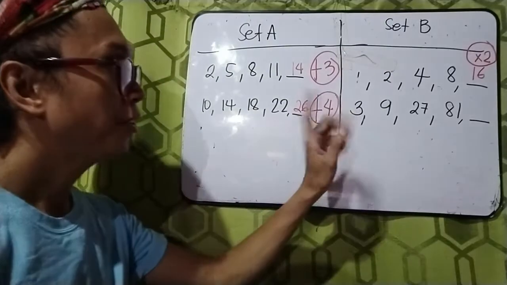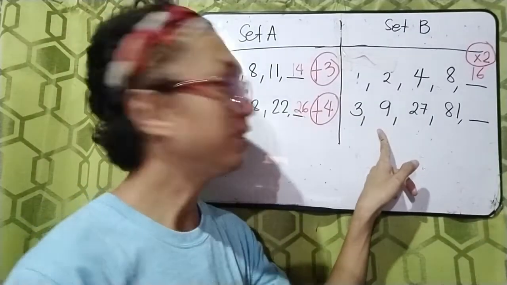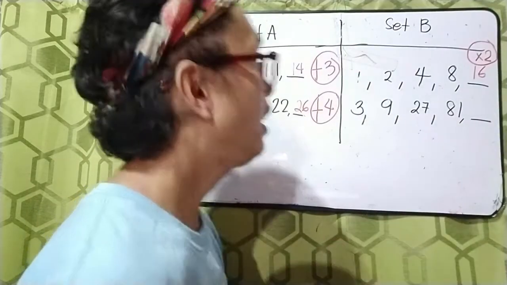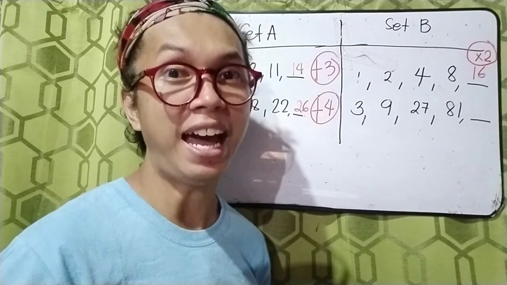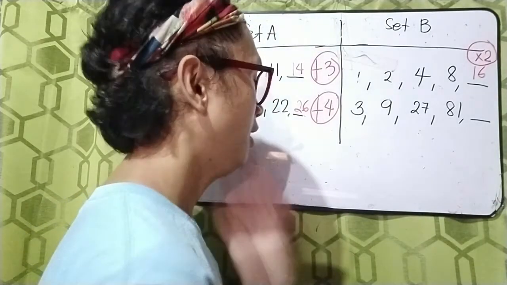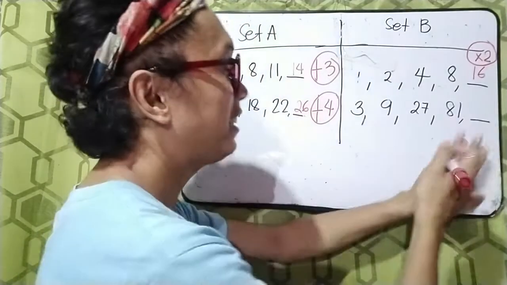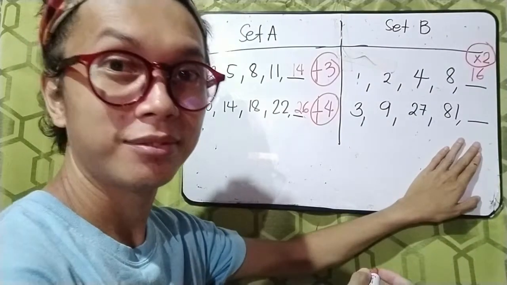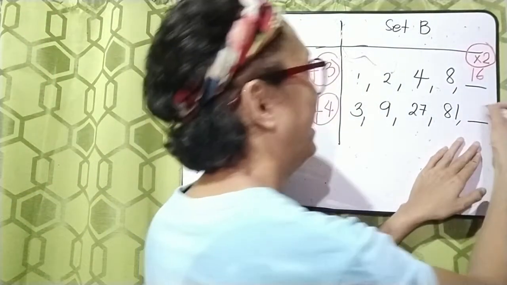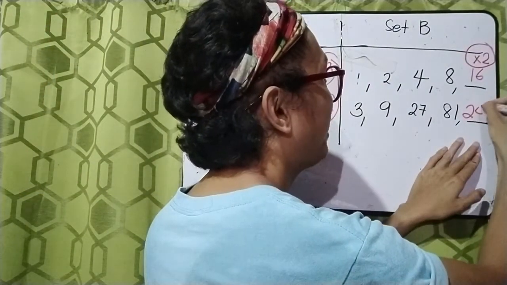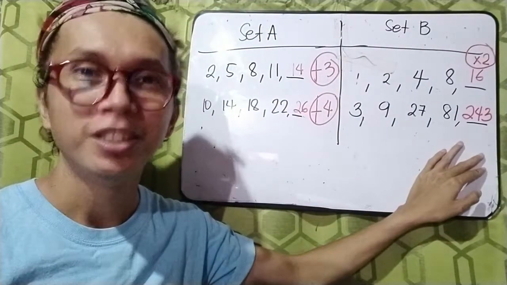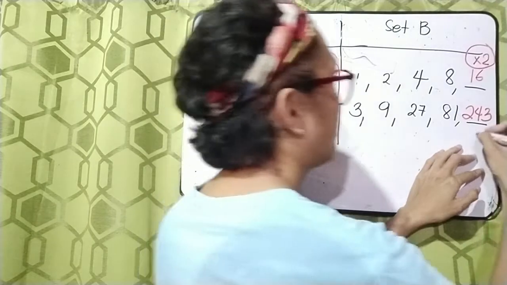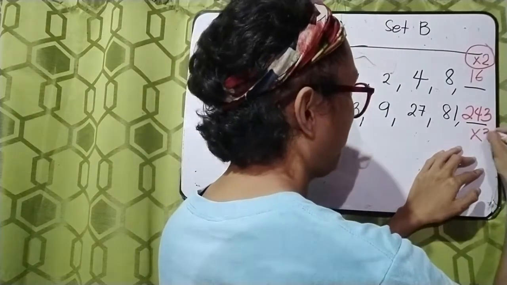We have 3, 9, 27, and 81. What is the last term? Okay, it is 243. What is the rule? The rule is times 3.